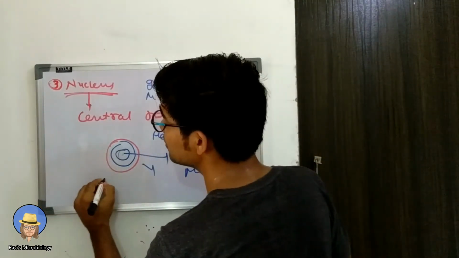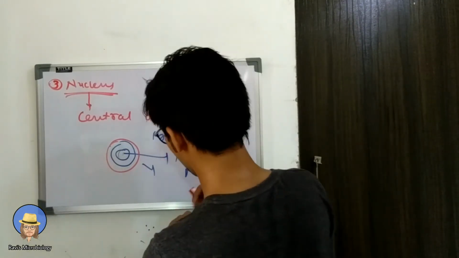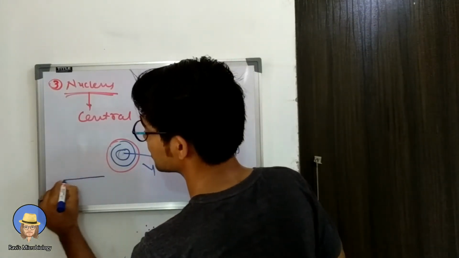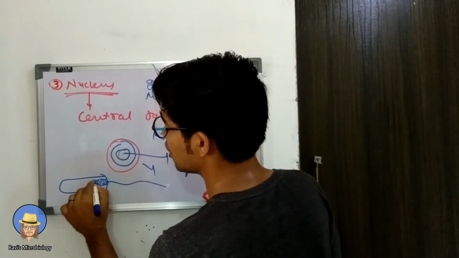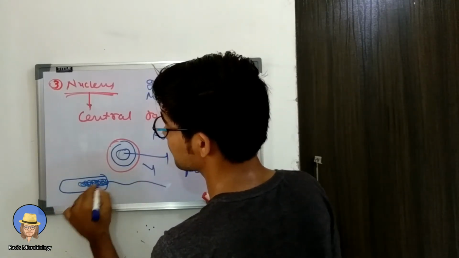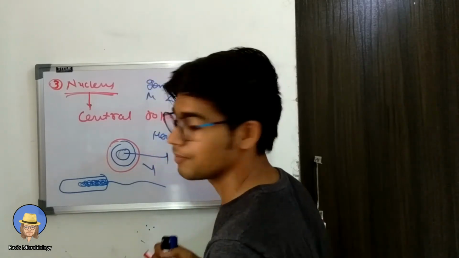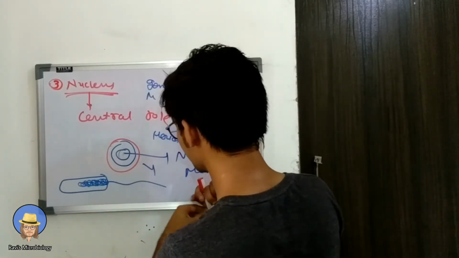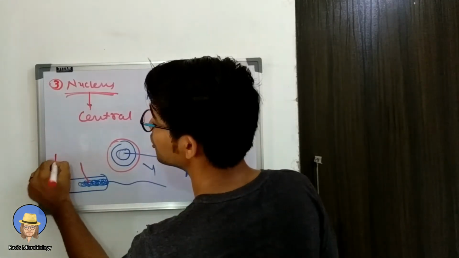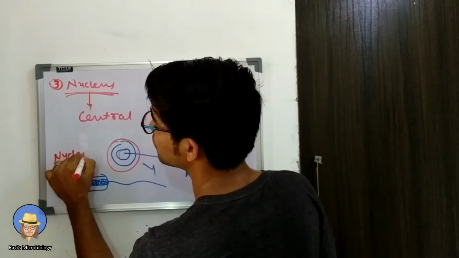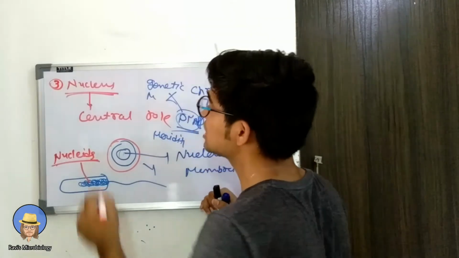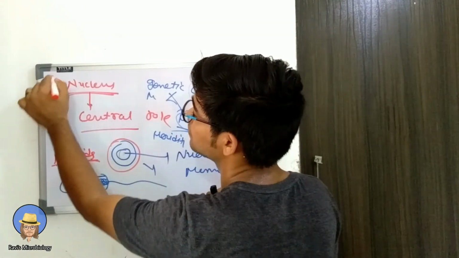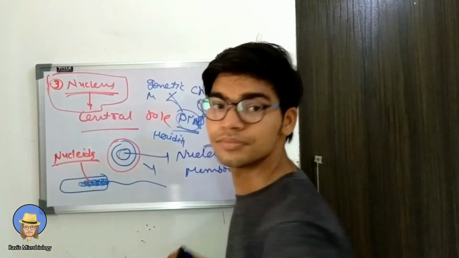So in a prokaryotic organism, this is the bacterial cell. A coil-like nucleus without any membrane is called the nucleoid, because it isn't protected by a nuclear membrane. It plays the central role, like the nucleus.